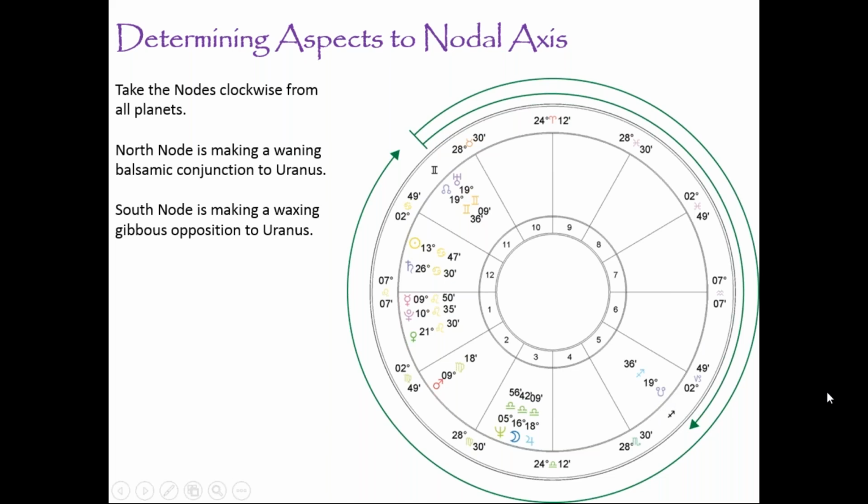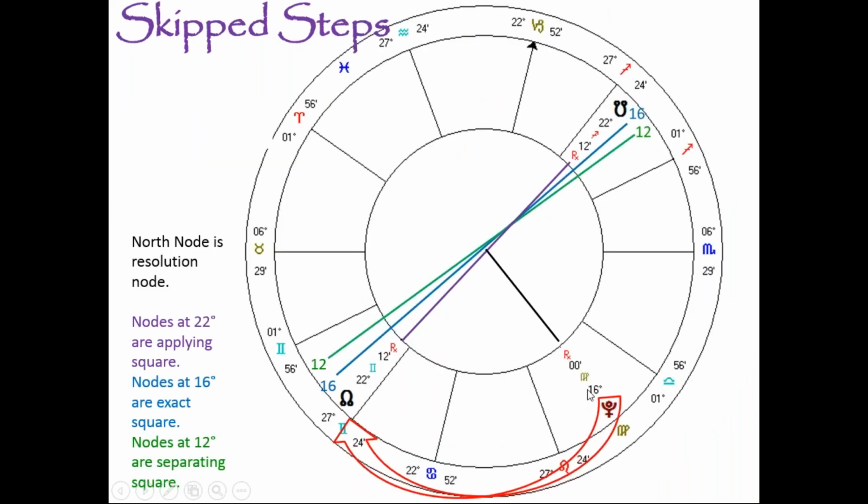Okay, now here's an example of skip steps, and I simplified it for us. We're just going to look at the planet Pluto here at 16 degrees Virgo. And again, because the nodes reverse through the zodiac, reverse through the houses, we're going to go this direction till we find the first node. In this example here, it's going to happen to be the north node. This is the resolution node. The nodes could be flipped, could be the south node just as easy.